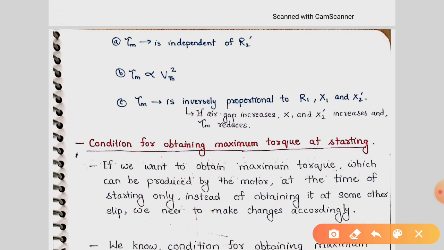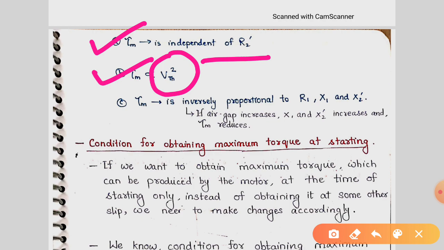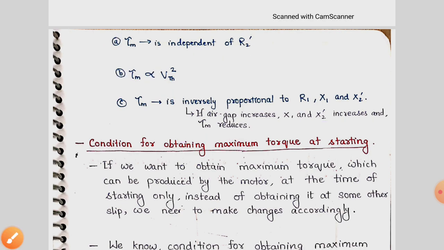So we can observe from here that maximum torque is independent of R2' or rotor circuit resistance. It is dependent on the square of the supply voltage, and τm is inversely proportional to R1 or X1 and X2'. So as the air gap increases, the maximum torque reduces.